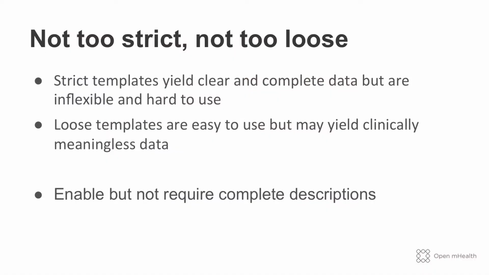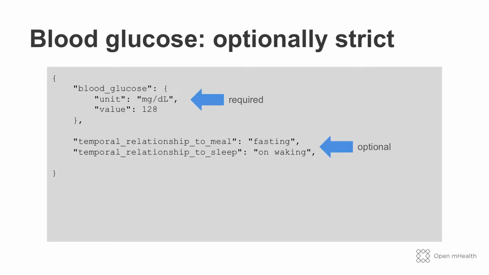So our approach is to enable but not require complete descriptions. What do I mean by that? Blood glucose. This is the instance data from a JSON schema, which you don't need to see. But the point is just to say that there is data that is required. If you're going to talk about a blood glucose, you have to have a unit, and it has to be milligrams per deciliter, and it has to have a numeric value to it. Okay, that's pretty obvious, right?